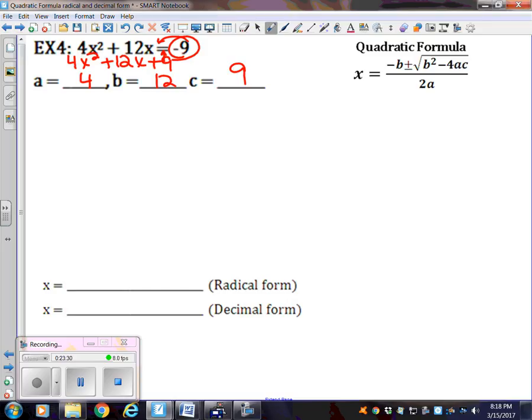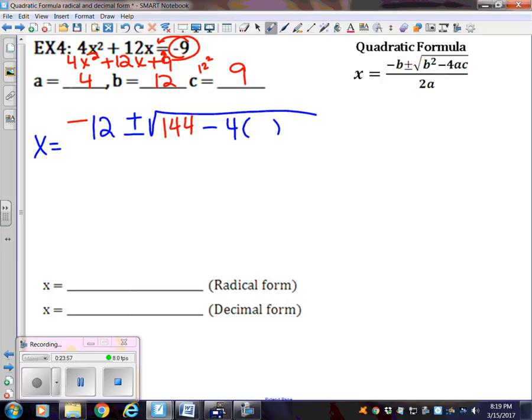That's exactly what we're doing. X equals opposite of B, so it's going to be negative 12 plus or minus the square root. Draw a big long square root. B squared. Now, what is 12 squared? It's on the board. You should know it. It's 144. So it's so much easier to go ahead and put B squared in there. B squared minus 4AC. This time the A number is a 4 and the C number is a 9. All over 2A. This time it's 2 times the 4.